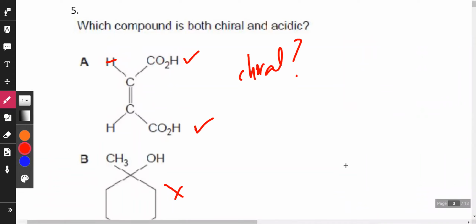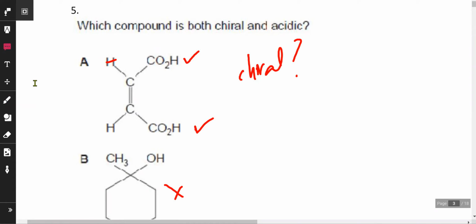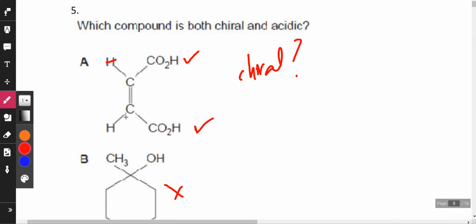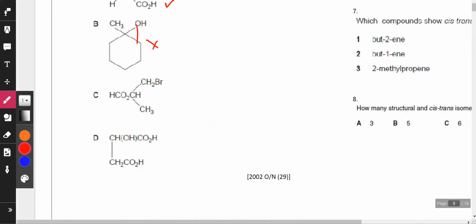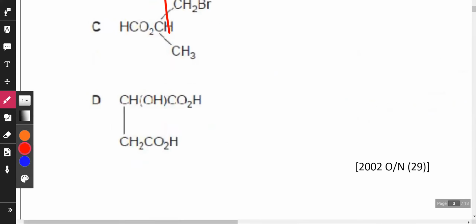Is this chiral? No, sir. Why is it not chiral? Because of a double bond. Okay, the carbon is making a double bond. What about this carbon atom over here? That is also making a double bond, because the carboxylic acid group has a double bond O and OH. Ignore these two. Can you spot a chiral center in this molecule? It is acidic, but is it chiral?